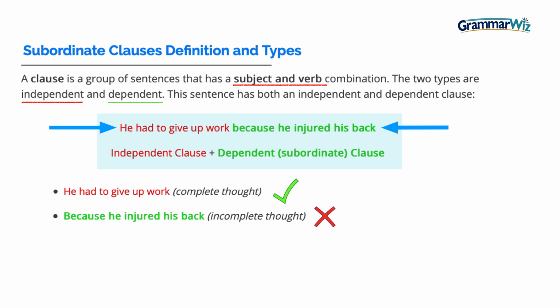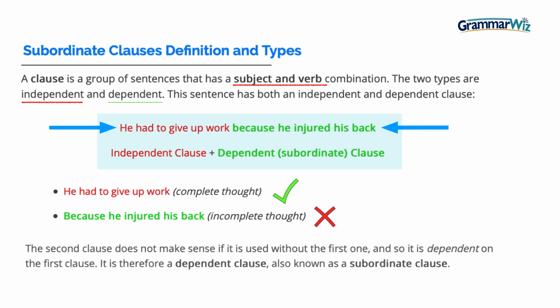its own. You can't just say, because he injured his back. It doesn't make sense. You need the independent clause as well for the sentence to make sense. So it is dependent on the first clause, therefore called a dependent clause.